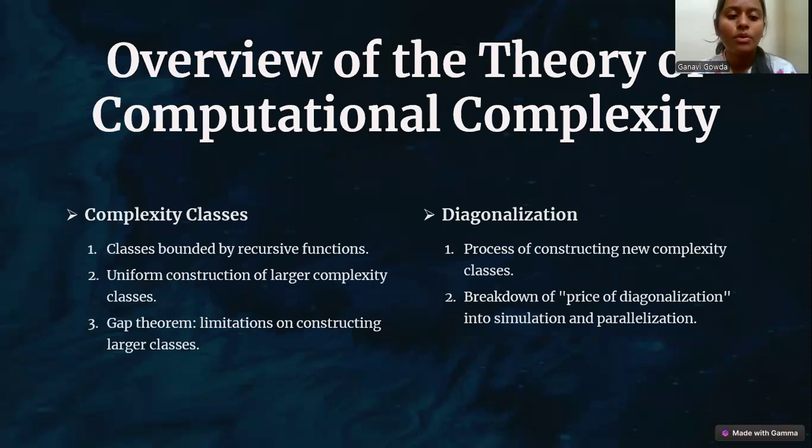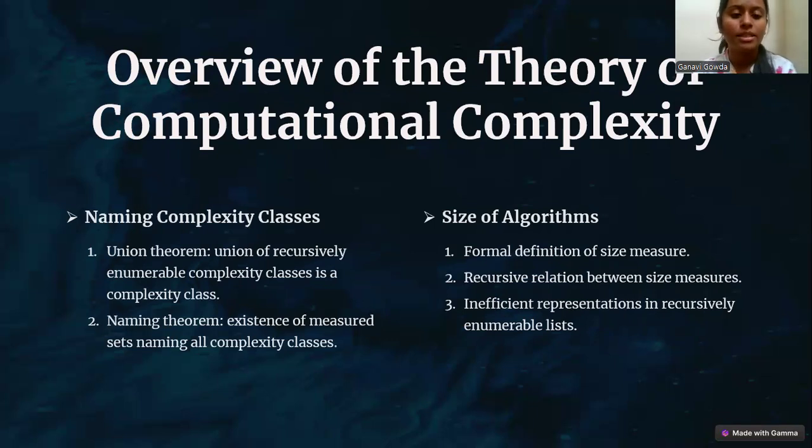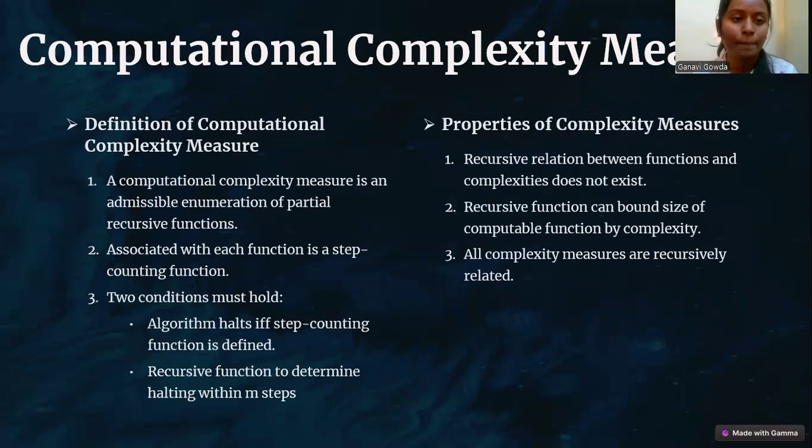Complexity classes bounded by recursive functions, the uniform constructions of large complexity classes, the gap theorem, that is, limitations on the construction of larger classes. Diagonalization is a process of constructing new complexity classes. It breaks down the process of diagonalization into simulation and parallelization. Naming complexity classes: in the union theorem, a union of recursively enumerable complexity classes is a complexity class. Size of algorithms: the formal definitions of size measures, the recursive relations between the size measures, and the insufficient representations in recursively enumerable lists.